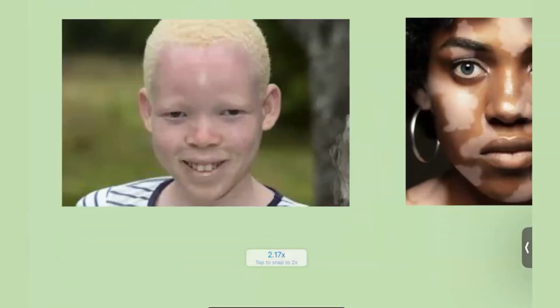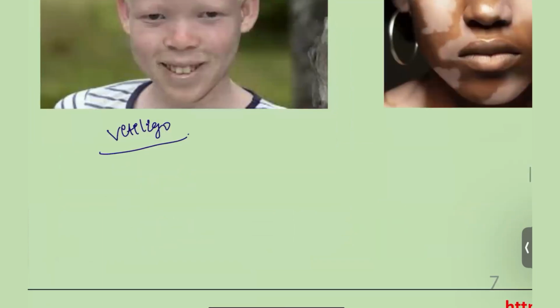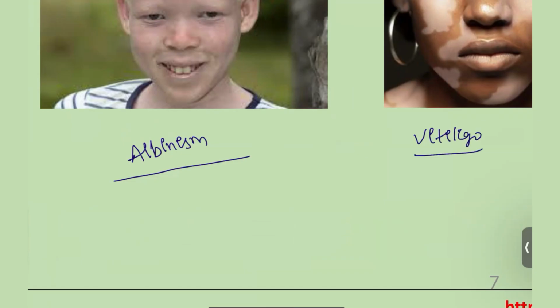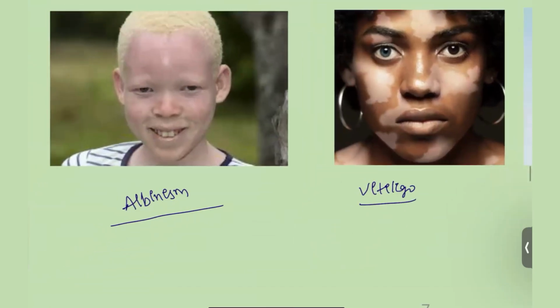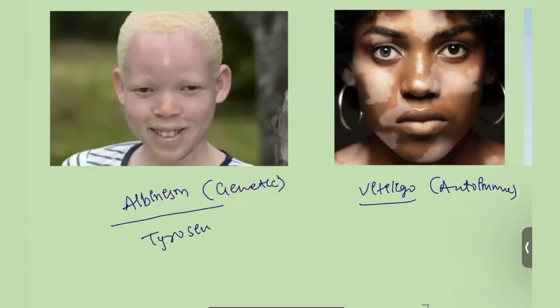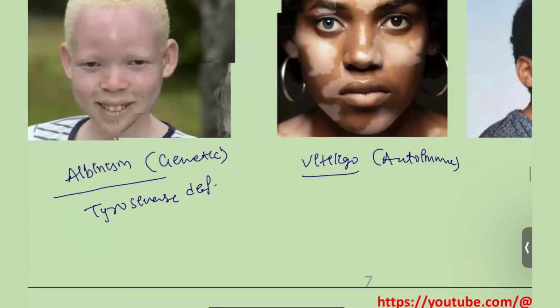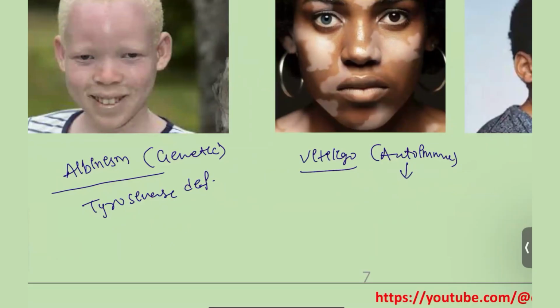Next, moving on to the pigmentary disorders. This is vitiligo. This is albinism. This is albinism, and this is vitiligo. Difference between albinism and vitiligo: albinism is the genetic condition, and vitiligo is the autoimmune condition. In albinism, tyrosinase is completely deficient. In vitiligo, antibodies attack, and usually the melanocytes are most commonly affected here.